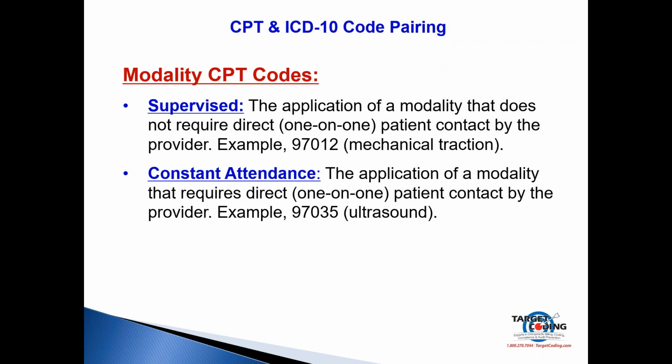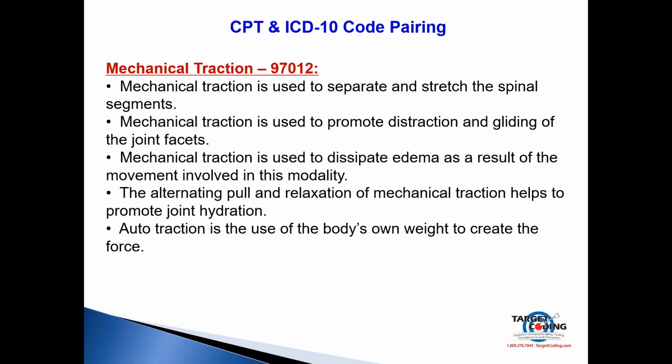Example would be ultrasound, 97035 ultrasound. So any code that does require one-on-one contact, those can be billed in units. So here's how you start justifying. I'll start with one example here, mechanical traction.